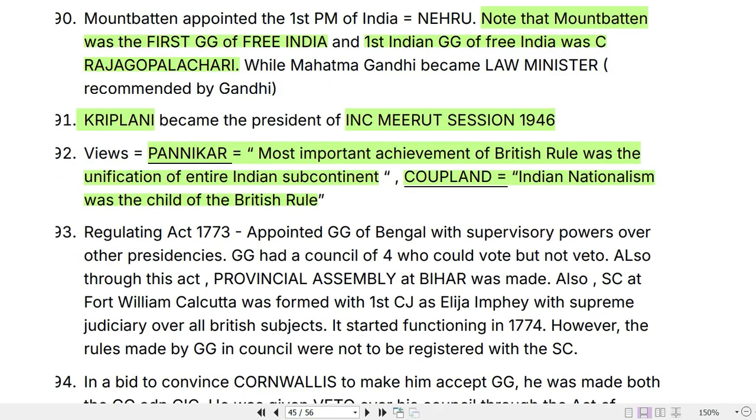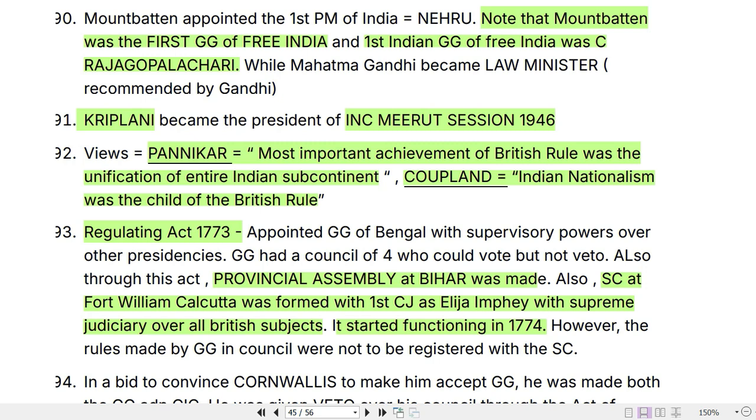Now coming to the Regulating Act of 1773, which appointed a Governor General of Bengal with supervisory powers over other presidencies. The Governor General had a council of 4 who could vote but not veto. Also through this act, a Provincial Assembly at Bihar was made. Also, a Supreme Court at Fort William, Calcutta was formed with the first Chief Justice as Elijah Impey, with supreme judiciary over all British subjects. It started functioning in 1774, the next year.